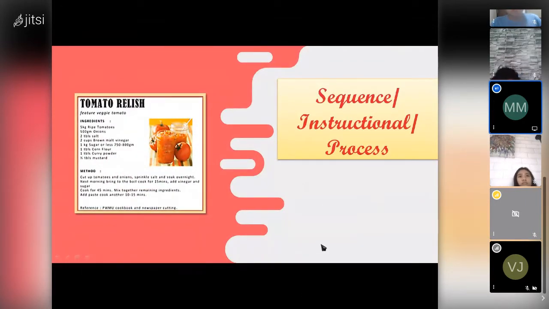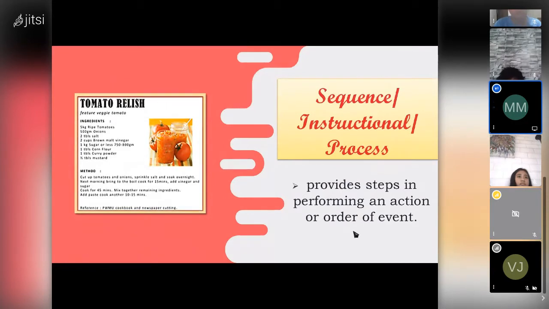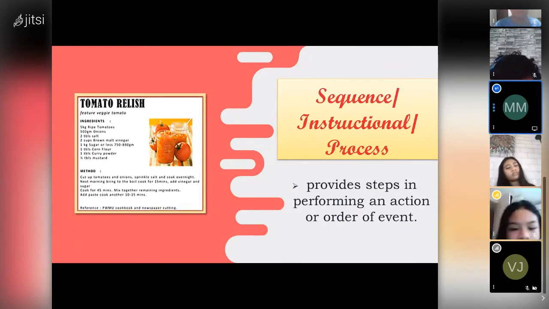Okay. So this text is just the same as procedural text. This provides steps. So sequence, instructional, or process text provides steps in performing an action or the order of events. Again, this is just the same as procedural text since this provides steps. Look at the example.